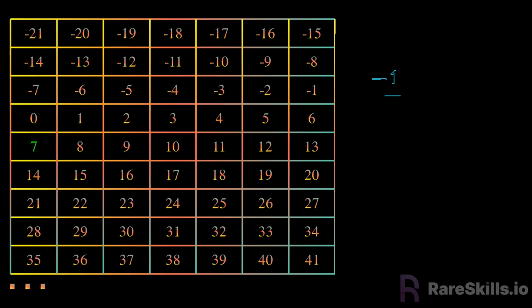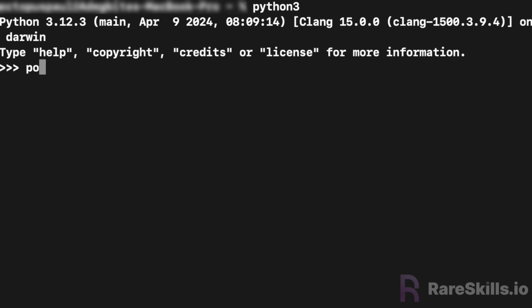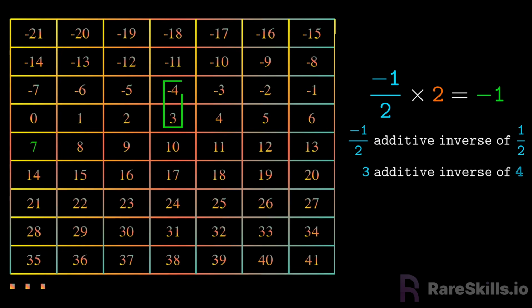How about negative 1/2 times 2? We expect the result to be negative 1. Negative 1/2 is the additive inverse of 1/2. 1/2 can be computed in Python as pow(2, -1), which gives us 4. But we want the additive inverse. The additive inverse of 4 is 3, since 4 plus 3 is congruent to 0.